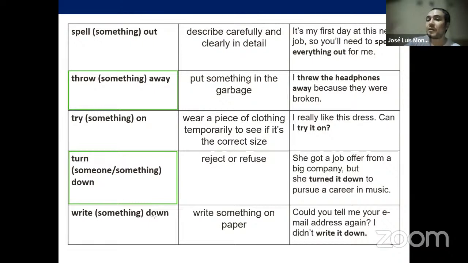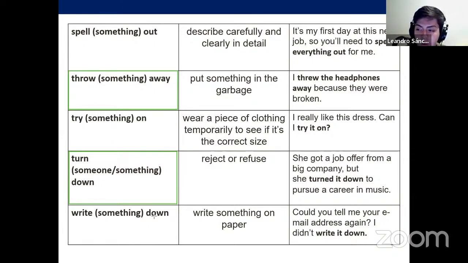And it can be, right, throw useless things away. That's going to be very good. Or throw away the useless things. But if it's in the middle, it's going to be better. Good. That's one. The next one, turn something or someone down. Let's read that one, please. Turn someone or something down.